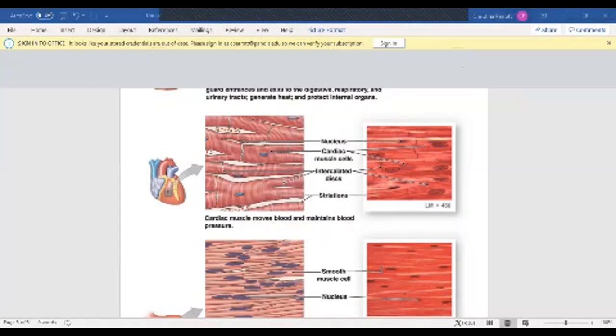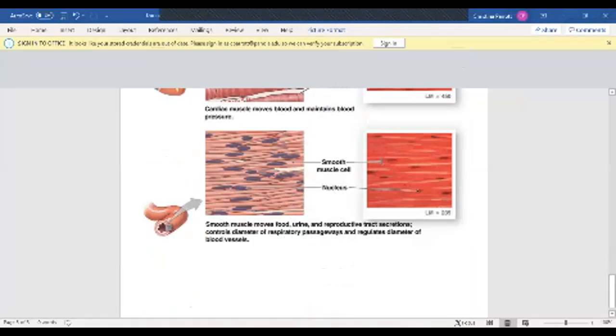Okay, now let's go to our last muscle tissue. Our last muscle tissue is smooth muscle tissue. Smooth muscle tissue is found in areas that move food, so in your digestive tract. They also are found in areas that move urine, so they're found in your urinary tract. And it's found in your reproductive tract because it moves the egg and the sperm along. They're also found in the blood vessels. Okay, so again, your smooth muscle tissue is found in your digestive tract, your urinary tract, your reproductive tract, and in your blood vessels.